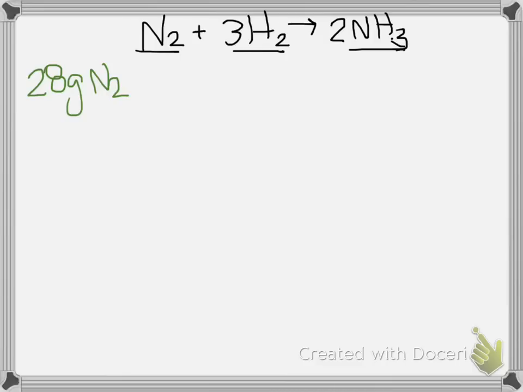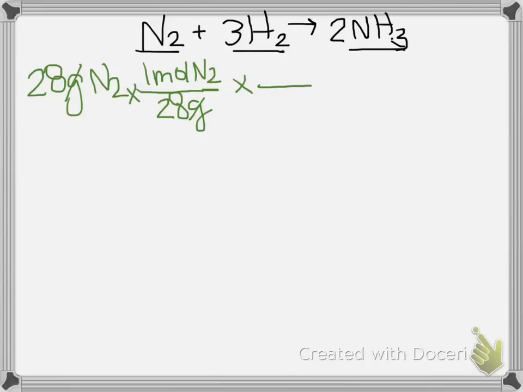As always, with our mass-to-mass calculations in stoichiometry, our first step is to convert to moles. So we'll do this using the molar mass of N2. Looking at the periodic table, we see that the weight of N is 14, and here we have 2 of them. So our total molar mass is going to be 28 grams. We see that our grams will cancel, leaving us with moles of N2.